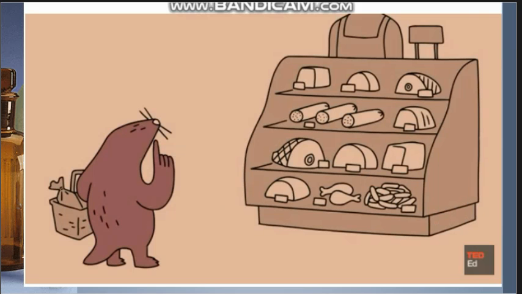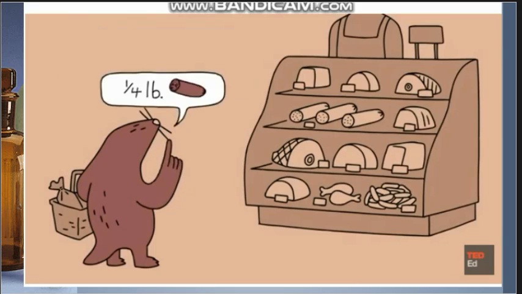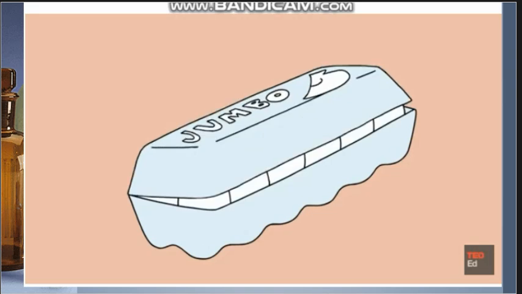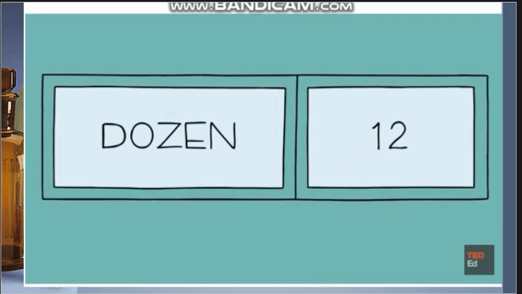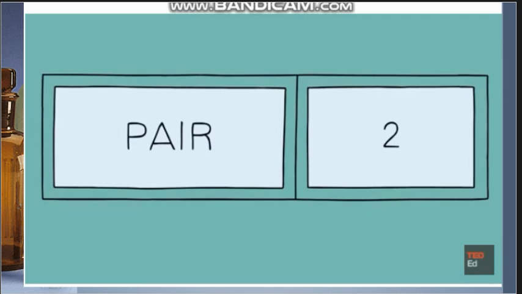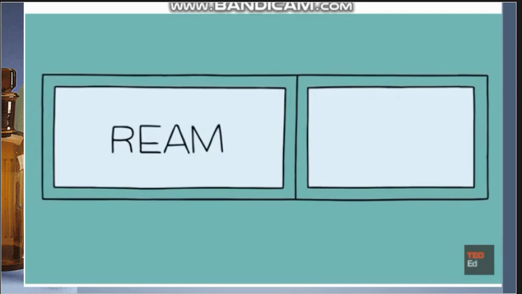When you go to the grocery store, you don't go to the deli counter and ask for 43 slices of salami. You buy your salami by the pound. When you buy your eggs, you buy a dozen eggs. When we hear the word dozen, we probably think of the number 12. We also know that a pair is 2, a baker's dozen is 13, a gross is 144, and a ream of paper is... anybody? A ream is 500.